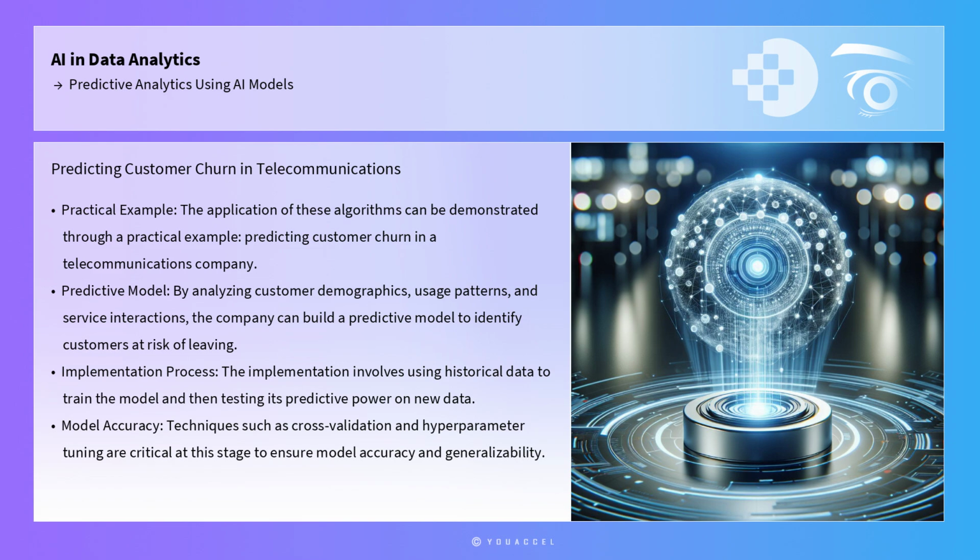The application of these algorithms can be demonstrated through a practical example: predicting customer churn in a telecommunications company. By analyzing customer demographics, usage patterns, and service interactions, the company can build a predictive model to identify customers at risk of leaving. The implementation involves using historical data to train the model and then testing its predictive power on new data. Techniques such as cross-validation and hyperparameter tuning are critical at this stage to ensure model accuracy and generalizability.